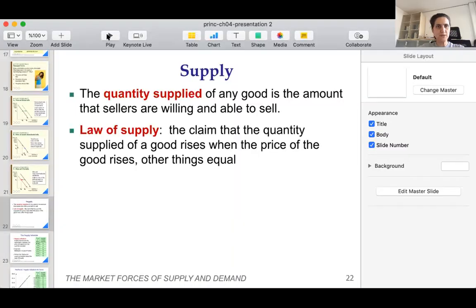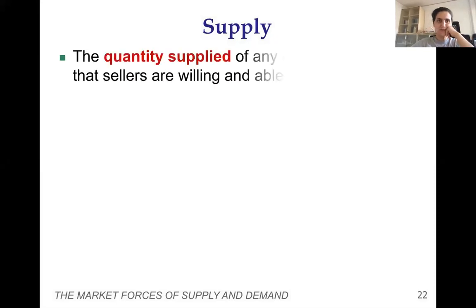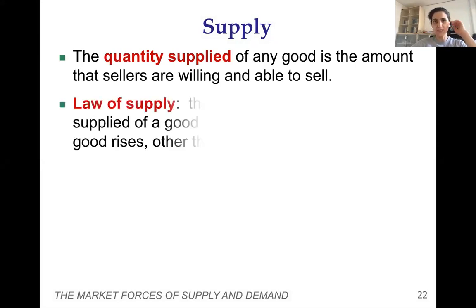Okay, hi all. So we are going to continue with supply. We did the demand for the first part. We are going to continue with the supply. The quantity supplied of any good is the amount that sellers are willing and able to sell. So this is the seller side.